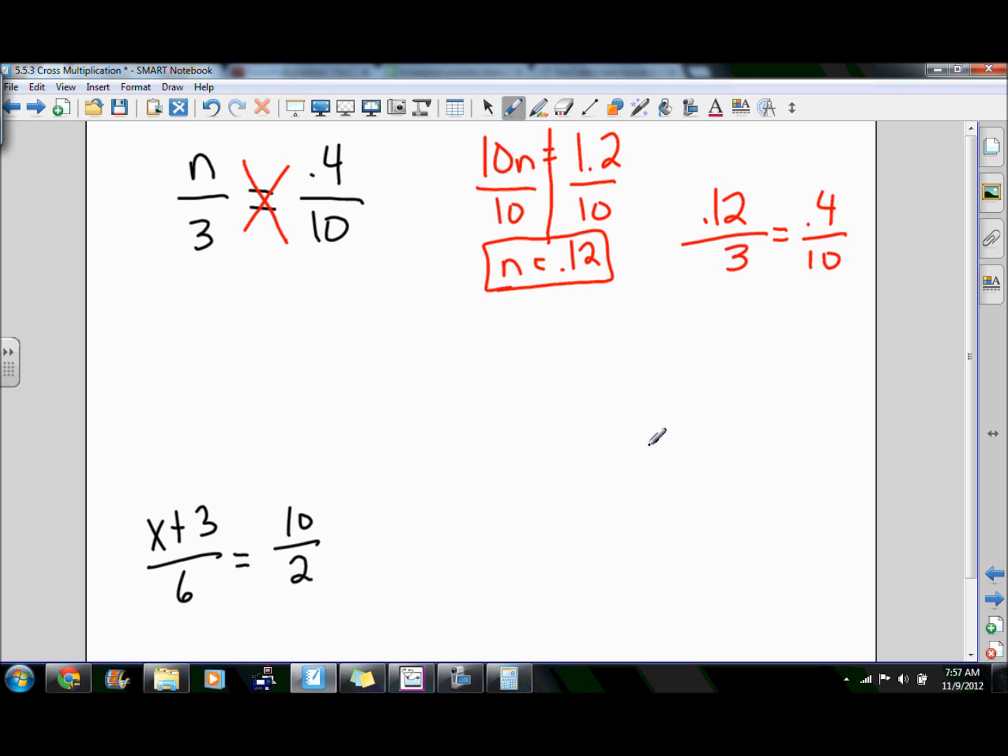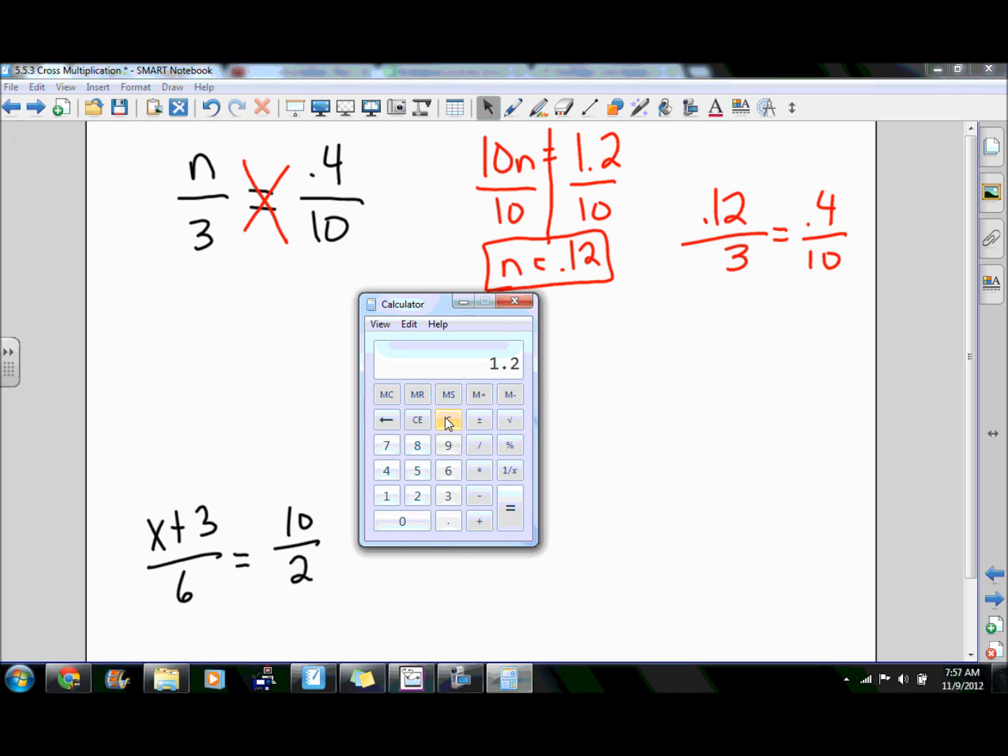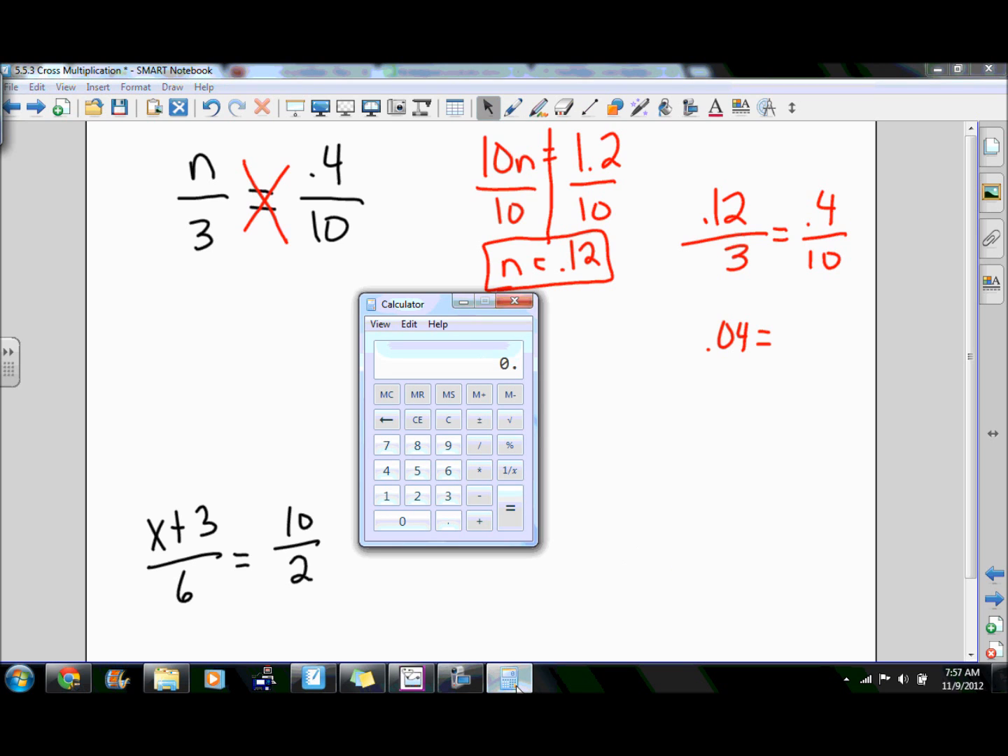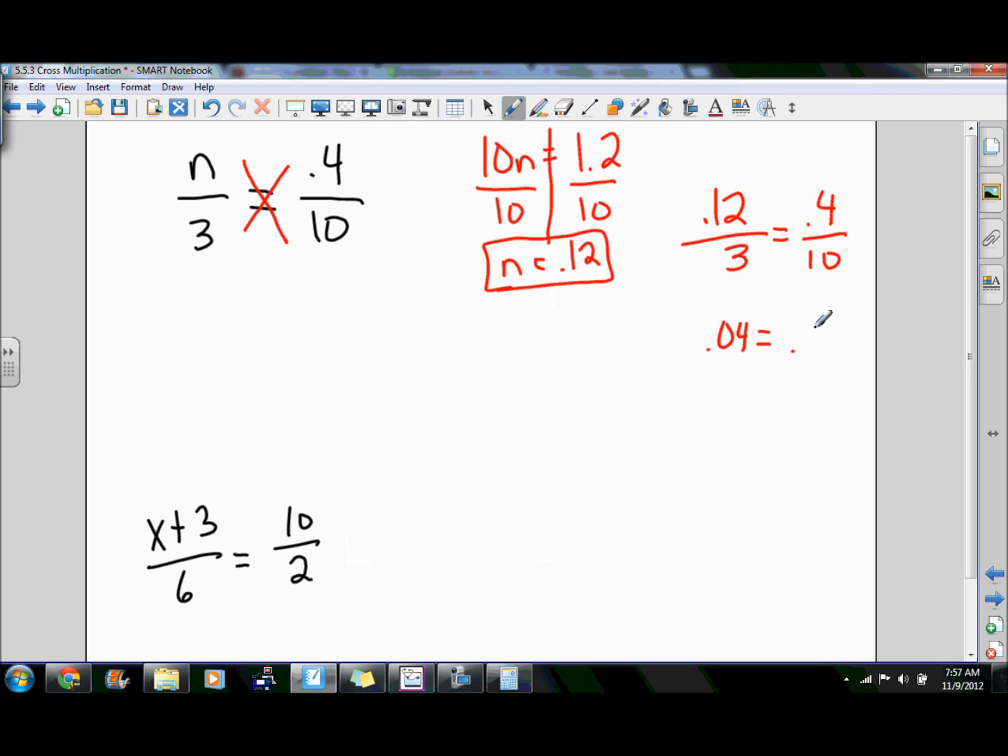And now to check these, I'm going to turn both of these fractions into decimals. So I'm going to go 0.12 divided by 3. That gives me 0.04. So that means that this fraction here is equal to 0.04. And on the other side, I do 0.4 divided by 10, and that gives me the same decimal, sorry. So those are equal.